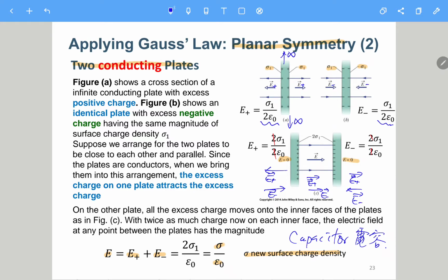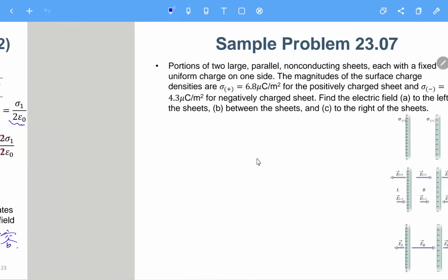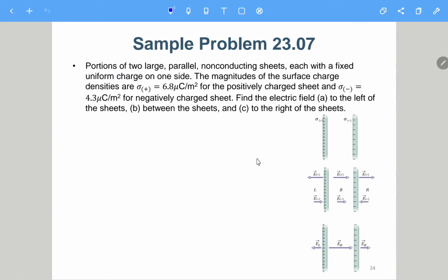So maybe I can call it E plus prime, so that you don't mix up with the top one. So it should be with the prime, so that you don't mix up this one and this one, this one and this one. Okay, so no question. We have a sample problem.